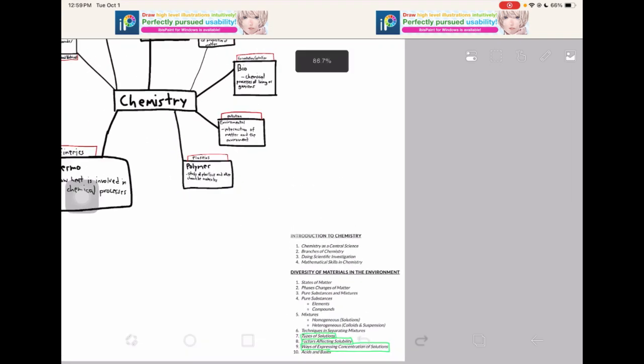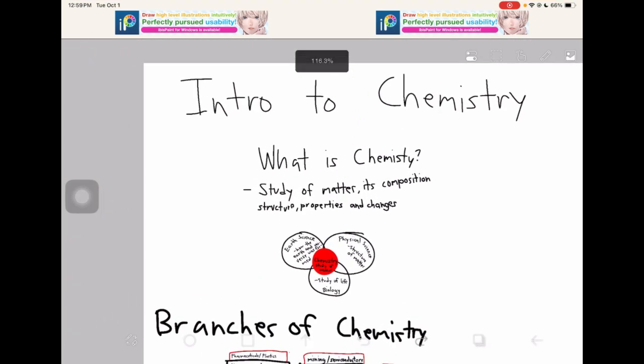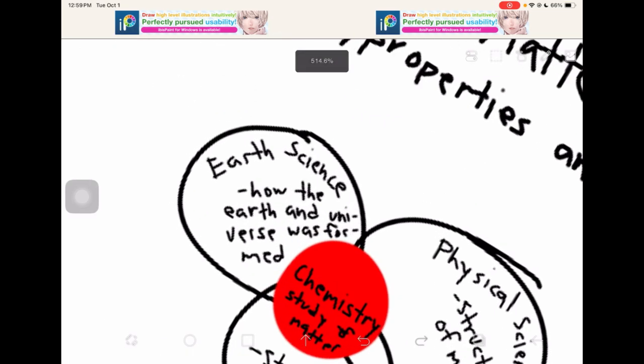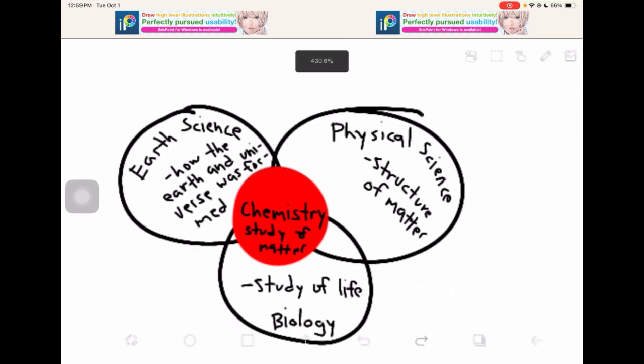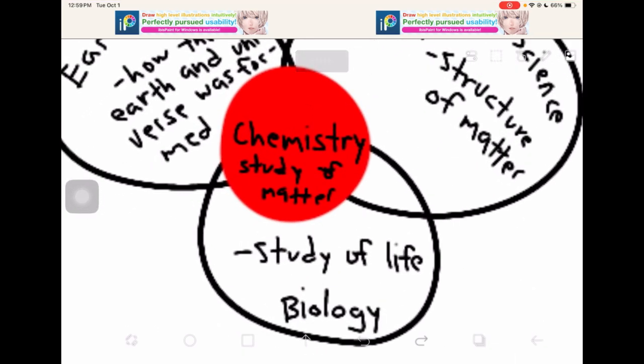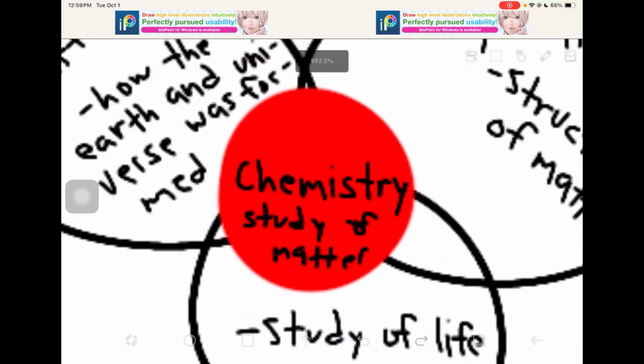So let's start. What is chemistry? Chemistry is a central science. It is basically the study of matter, its composition, structure, properties, and changes. As we can see in this diagram below, we have earth science, which is how the earth and universe were formed, physical science, which is the structure of matter, and the study of life, which is biology. As the name suggests, chemistry is the central science over here with this red circle. It's just the study of everything.